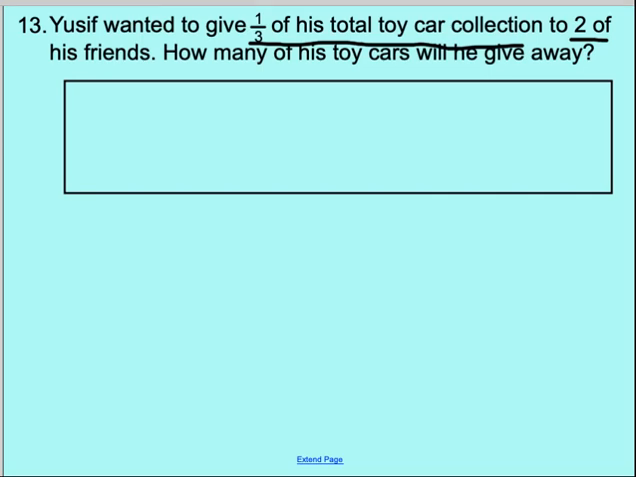True confession, I had to put myself on pause to figure this out because it wasn't making sense to me. So Yusuf wanted to give 1/3 of his total toy car collection to 2 of his friends. So friend 1, I guess, is getting 1/3 of the collection, and then friend 2 is getting another 1/3 of the collection. And it says, how many toy cars will he give away? The answer is 2/3. I think it's a little bit of an oddly worded question, but we're going to roll with it just as we do.